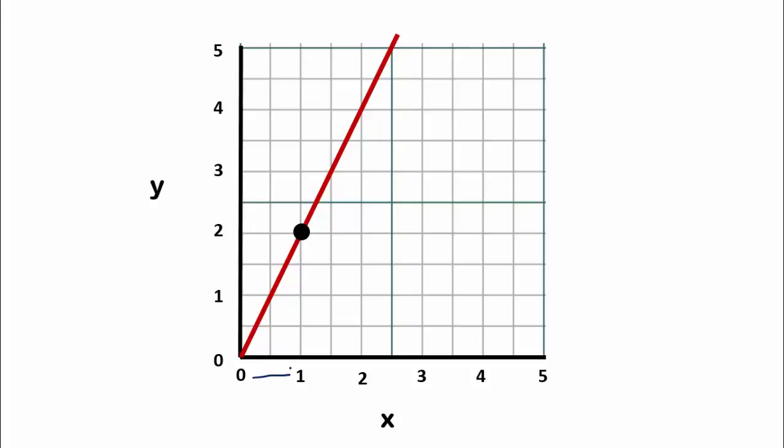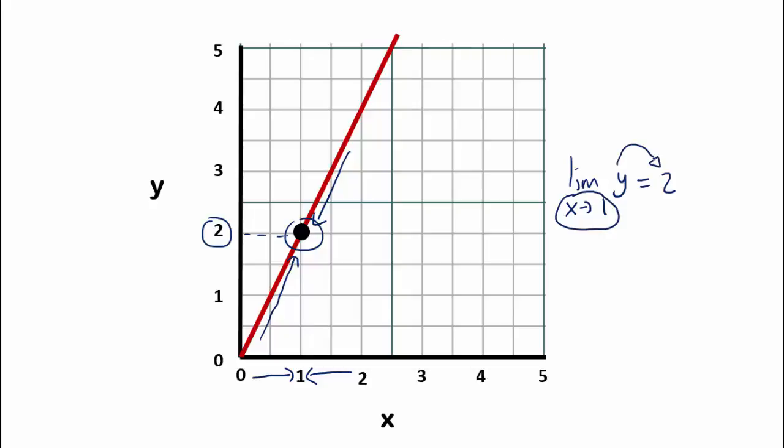Let's say you have a line that looks something like this, and I ask you this question. What does y seem to be approaching as x is getting closer and closer to 1? That is, what is y getting closer to as x is approaching this point? Well, as you can see, y value is approaching 2. And how we write this mathematically is like this. Limit as x is approaching 1 of y is 2. All this means is that as x is getting closer and closer to 1, y is approaching 2.